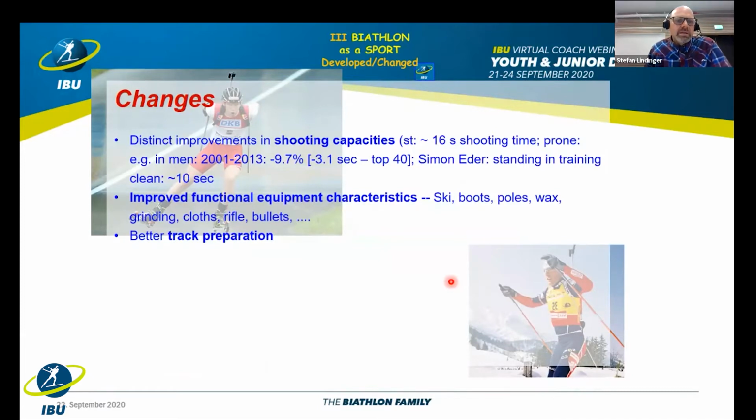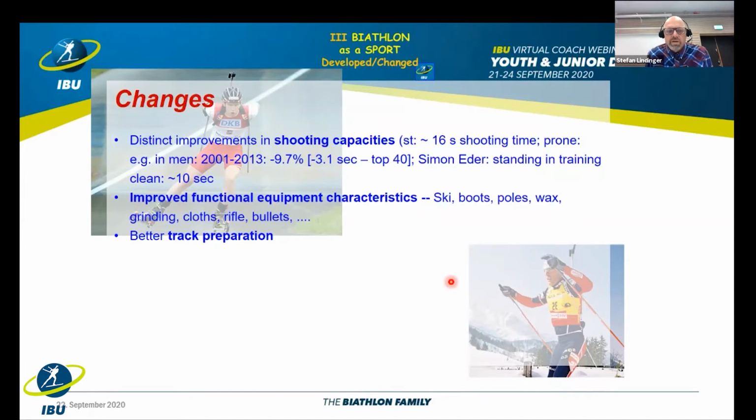And it's important to see that changes are going on. So what else is changing? Of course, we have a distinct improvement in shooting capacities in general. In the standing shooting nowadays, it's 16 seconds shooting time, a little bit faster already even.